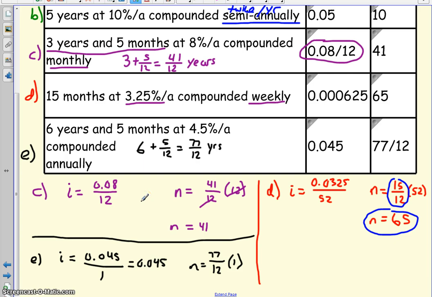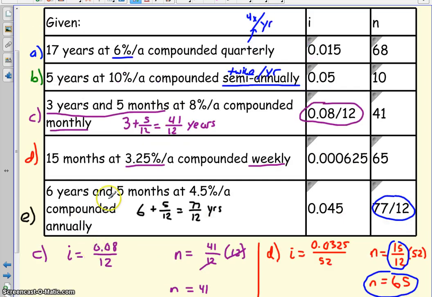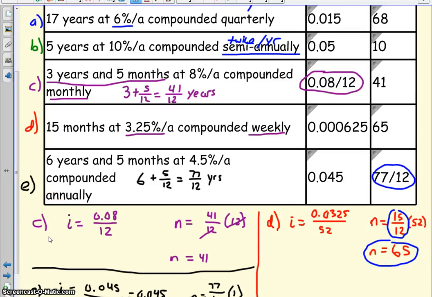Okay, and last but not least for E, we're compounded annually, so annually is just once a year. If you ever see that, you're quite happy because you don't have to really do anything. The annual interest rate is just 0.045 and it's divided by 1, so it stays the same. As for the n value here, we just have to convert 6 years and 5 months to years. So 6 years is 6 years. 5 months is 5 over 12 years. Add those together, you get 77 over 12 years. Multiplied by 1, if you want to go through those motions, you can, and you get 77 over 12 for the value of n. Once you understand how to alter the values of i or n so they fit into the equation, you avoid where most of the mistakes for compound interest come from.